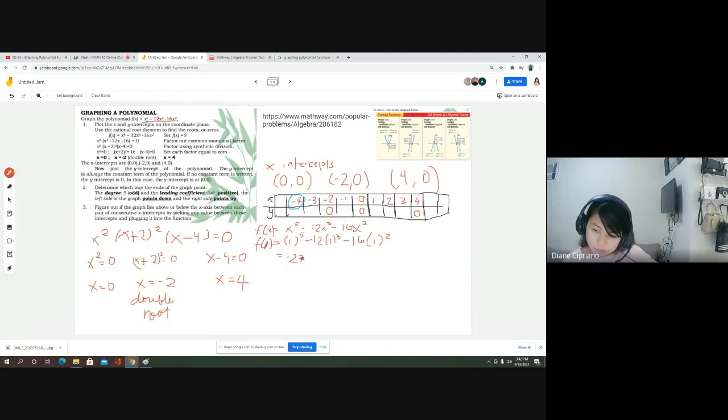Ma'am, how? 1 times 1 times 1 times 1, kahit gano'n pa siya karami, the answer is just 1. 1 minus 12 is negative 11. Negative 11 minus 16 is negative 27. So the answer here is negative 27.